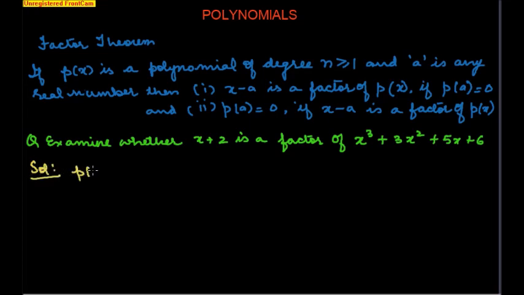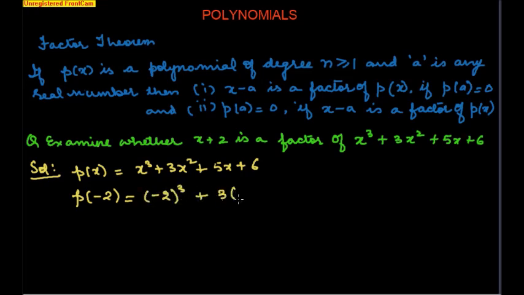We know that the polynomial p(x) is x cube plus 3x square plus 5x plus 6. Because we have to check for x plus 2, we are all aware of the remainder theorem that we put minus 2 instead of x, and I get this. If my remainder comes out to be 0, then it is a factor, and if the remainder is not 0, then it is not a factor.